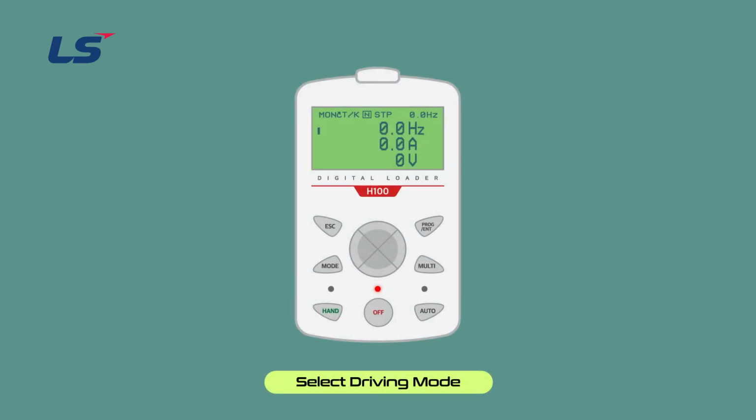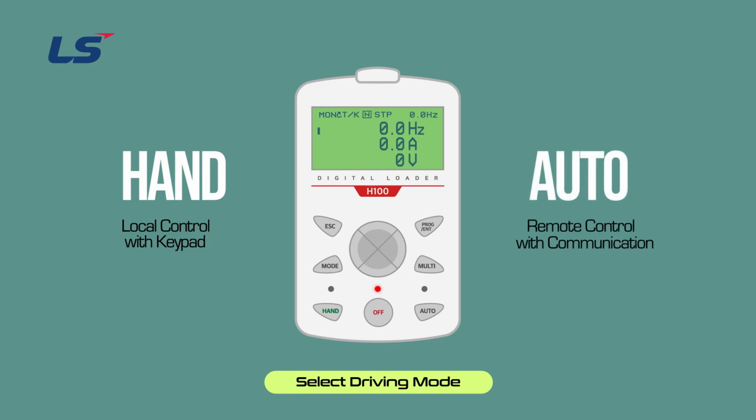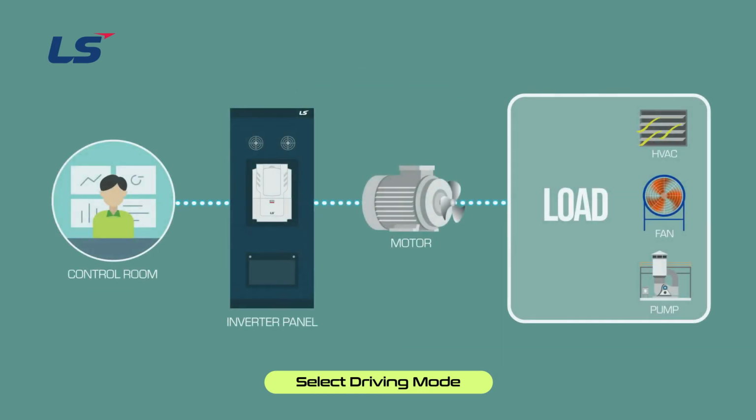Next, let's look at the driving mode selection. Hand, off, auto keys are at the bottom of the keypad to set the inverter operation mode. The hand mode allows local control operation using the keypad, and the auto mode allows remote control operation through communication. In general, HVAC or pump loads consist of electrical control room, inverter panels, motors, and loads.